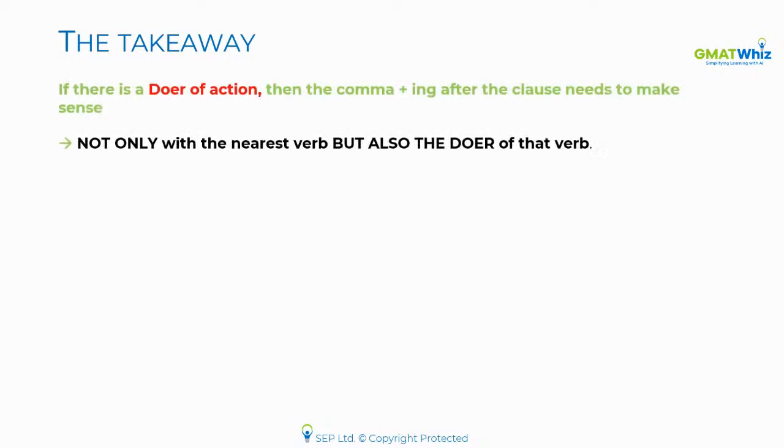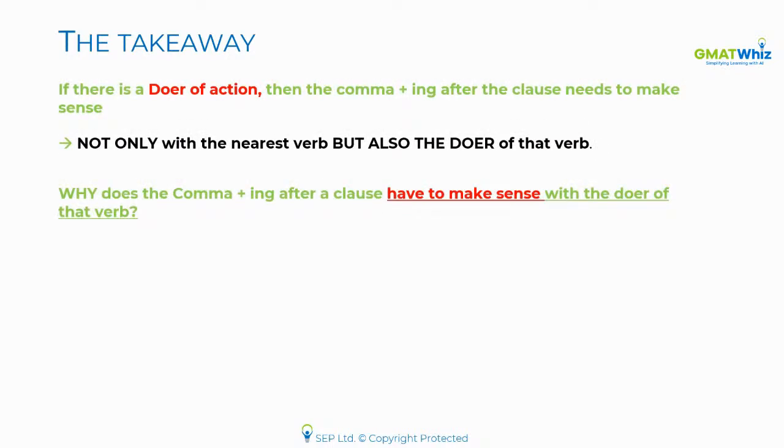The takeaway here is very, very important, guys. If there is a doer of action in your sentence, that means if you have a subject which is doing the action, for example, in this case, you had Olympic Games doing the action helped, then the comma plus ing after the clause has to make sense, not only with the verb, but also the doer. If it is not making sense with the doer, it is incorrect. And the next question that might come to your mind is, why does it have to make sense with the doer? Very simple. Look at this example.